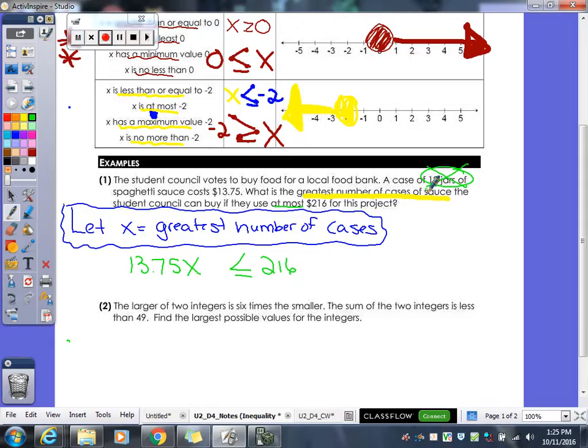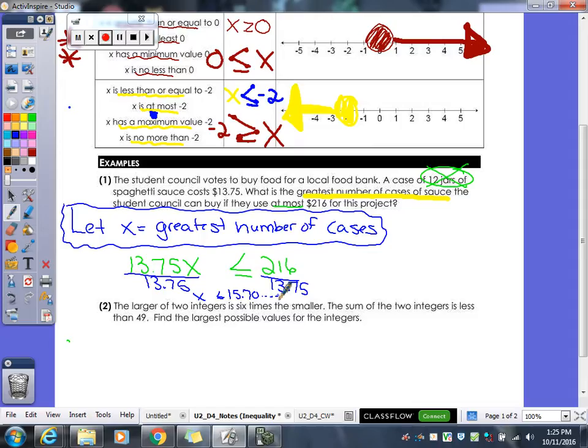Go ahead and do that. What was it, Seth? 15.70, something, something, something, right? So x is less than or equal to 15.7 cases of sauce.